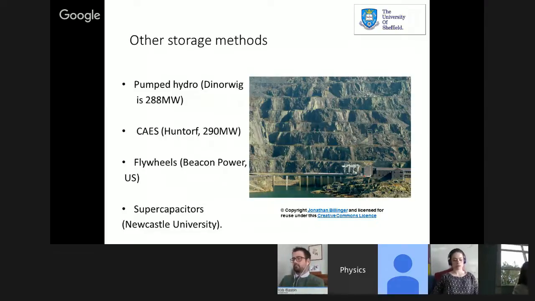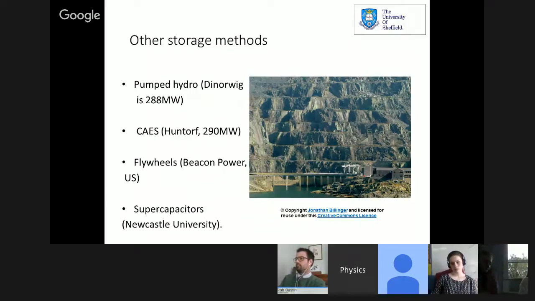And what you do is you have a big reservoir at the top of the mountain. You pump it up there when you've got too much electricity, and you open the taps when you've got too little. That's not the only way, though. There are many other types. I've just named a few here. CAES, that's compressed air storage. There's a very large system in Germany. There's a big one in the US, and that's been going a long time as well.